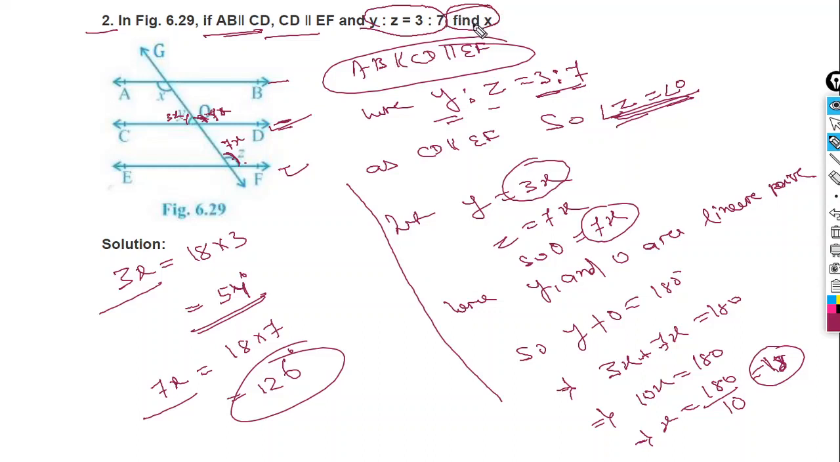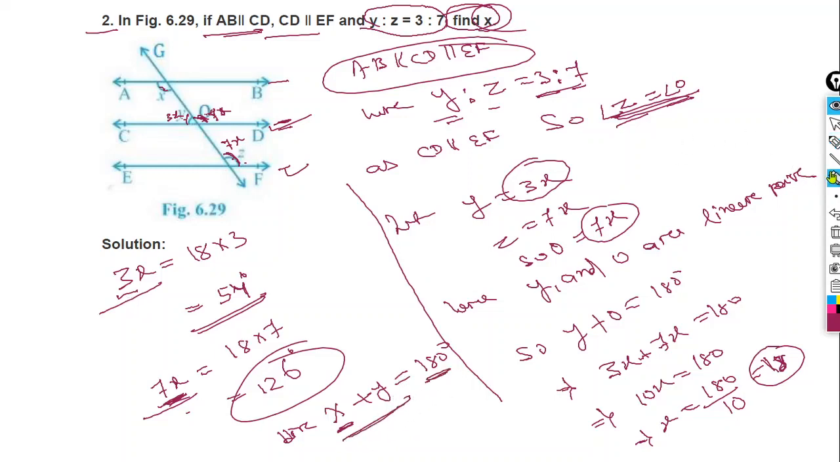Now one thing. We'll write here x plus y is equal to 180 degree. One thing you remember here, the 7x and 3x are different from this x, because here x is an angle, and this 7x and 3x we have assumed from the proportion. So here x plus y equal to 180 degree.